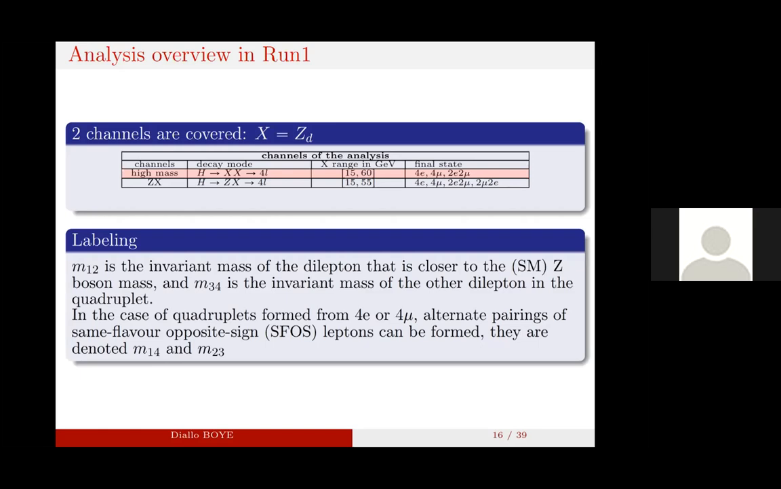So in the case of a quadruplet formed from four electrons or four muons, it may happen that we have a mispairing. So that's why we define alternate pairings of same flavor opposite sign leptons, and they are denoted M14 and M23.